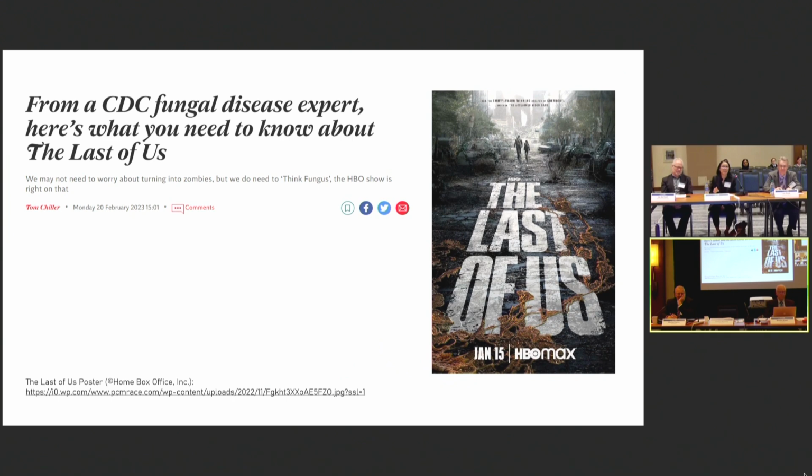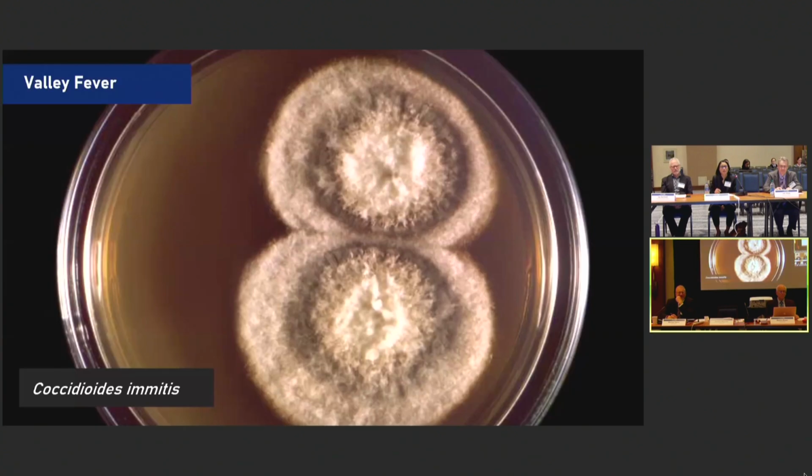And here you can see an op-ed written by our branch chief, Tom Chiller, in response to the show, telling us about fungi that we should be thinking about. And here, again, I'm going to expand on 3 of these examples. Next slide. So the first one is valley fever. This is an infection also known as coccidioidomycosis. It's quite a handful. It is caused by 2 species, and here you're looking at one, which is Coccidioides immitis.